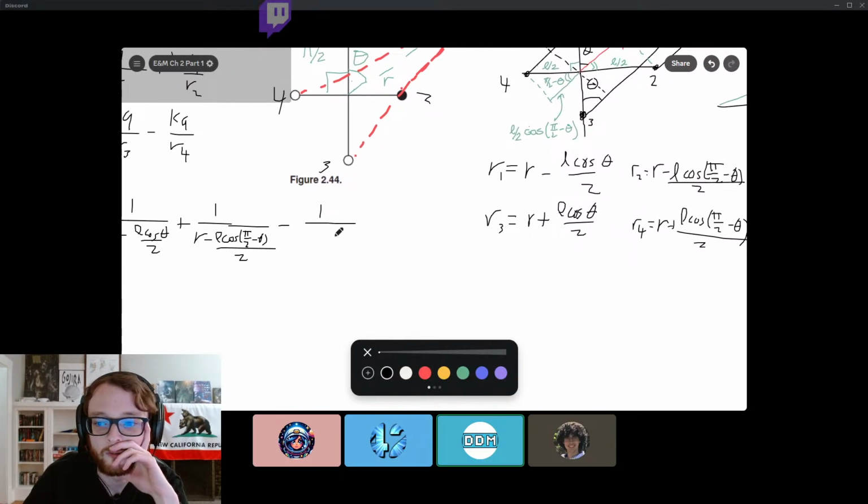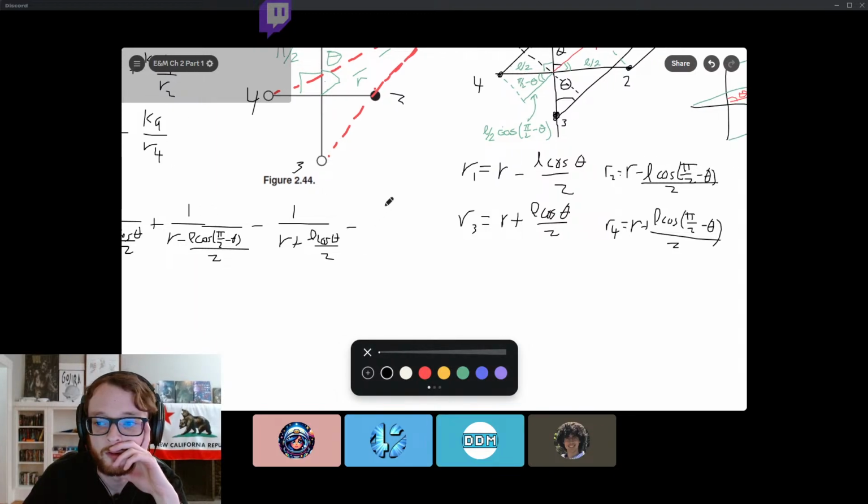Minus 1 over R plus L cosine theta 2 over R plus L cosine pi over 2 minus theta over 2.